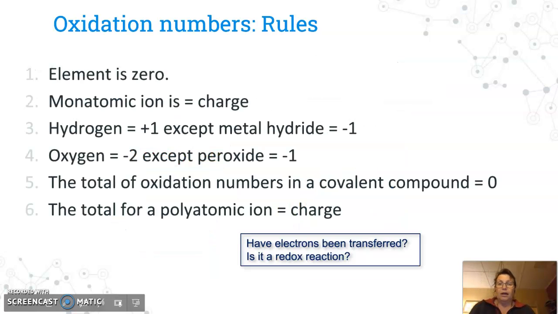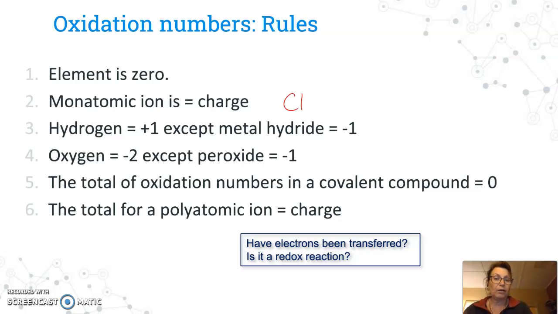When we're looking at oxidation numbers, there's some rules that we need to pay attention to. The oxidation number for any element is 0. For a monatomic ion, for example Cl-, the oxidation number is going to be the charge, and in this instance is going to be -1. For hydrogen, it'll be +1, except in a metal hydride, for example sodium hydride. In this instance, my oxidation number for hydrogen is going to be -1.